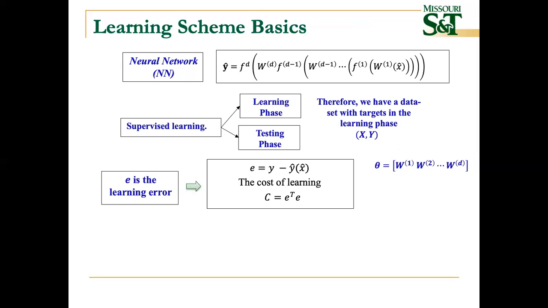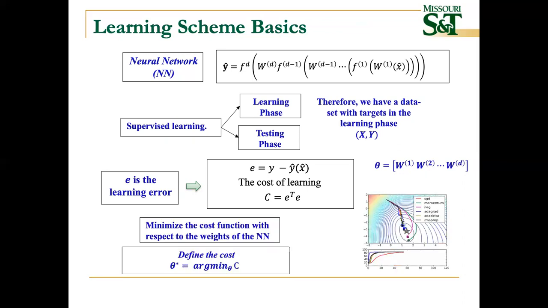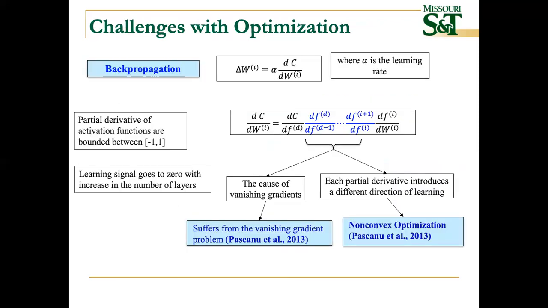The optimization problem that we intend to solve requires us to minimize the cost function with respect to the weights of the neural network, which are collectively denoted as theta. This optimization problem is consistently solved in the literature with different optimizers such as Adam, Adagrad, Adadelta. The common theme in all of these optimization approaches is that they are based on the backpropagation algorithm, and there are many drawbacks to these algorithms.